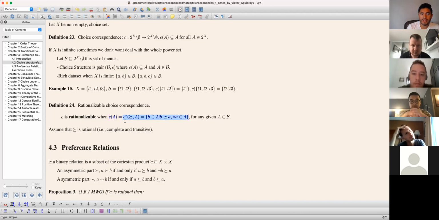So in other words, when you see C star, preference comma A, it means that this is the set of maximizers in menu A according to that preference relation given by the symbol, okay? So that's the notation. This is data. This is a model, okay? So data, model. Yeah, that's it.